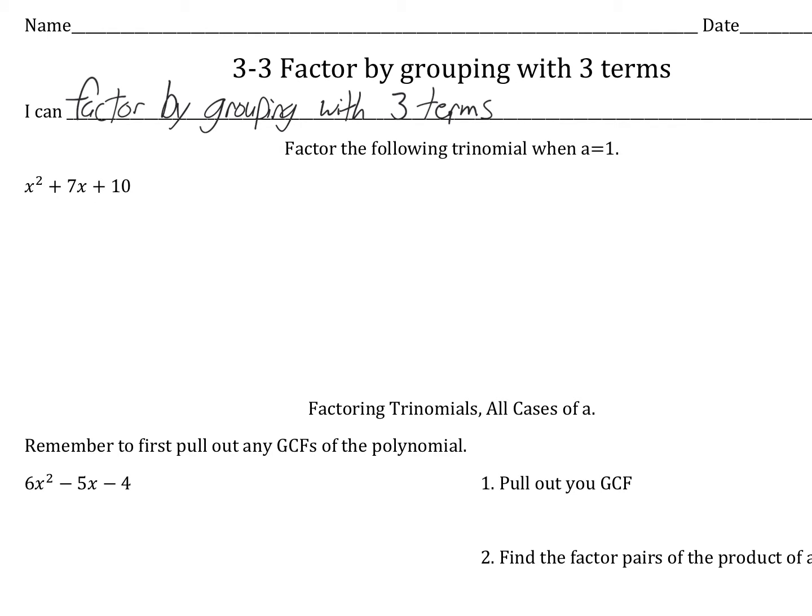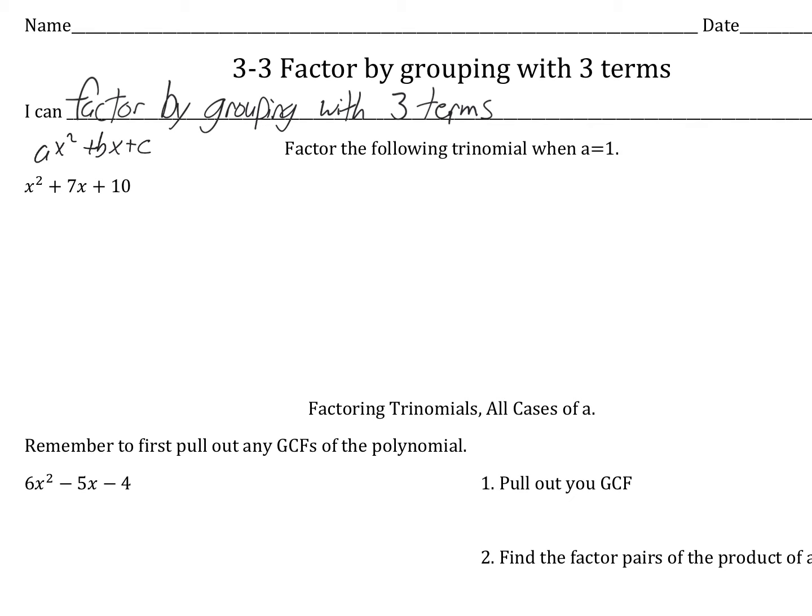Everybody, so today we're doing 3-3 factoring by grouping with 3 terms. So I can factor by grouping with 3 terms. So let's go ahead and factor the following trinomial when a is 1. So one thing you need to know is it's ax squared plus bx plus c. That's the normal way to do this.